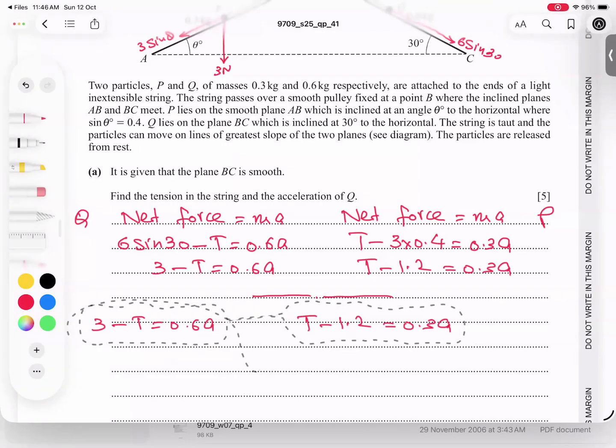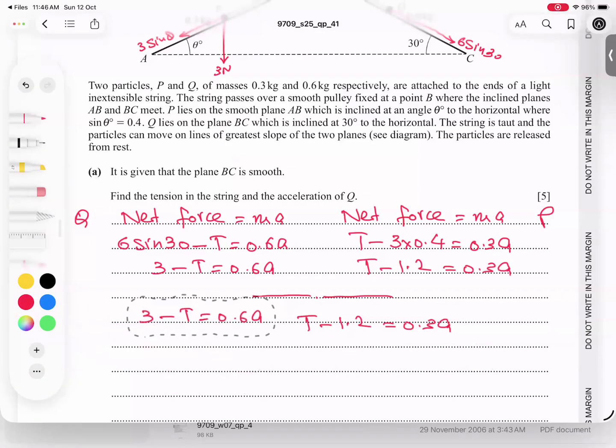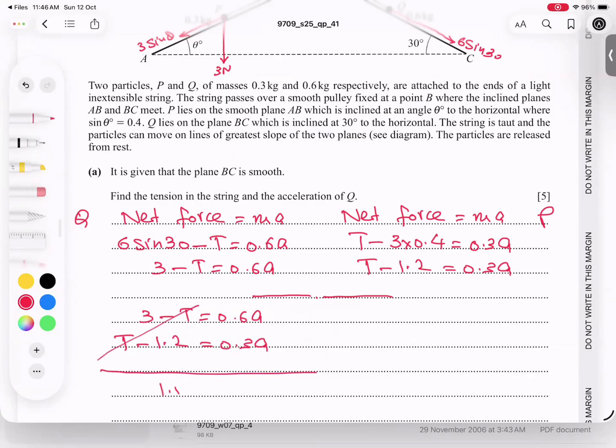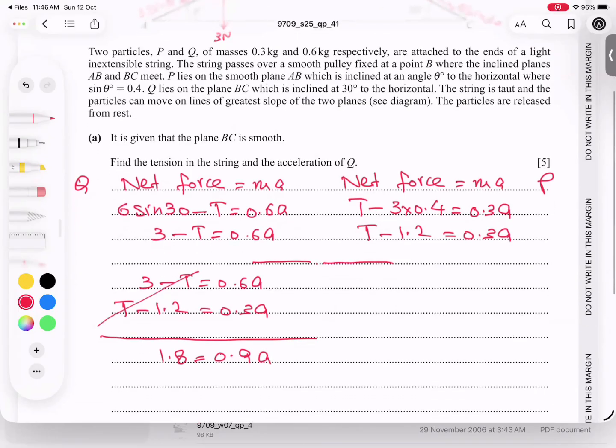And this equation and this equation. Now, obviously, the tension cancels. From 3, subtract 1.2, we get 1.8, so 0.9 times acceleration. So acceleration becomes 2 meters per second square.